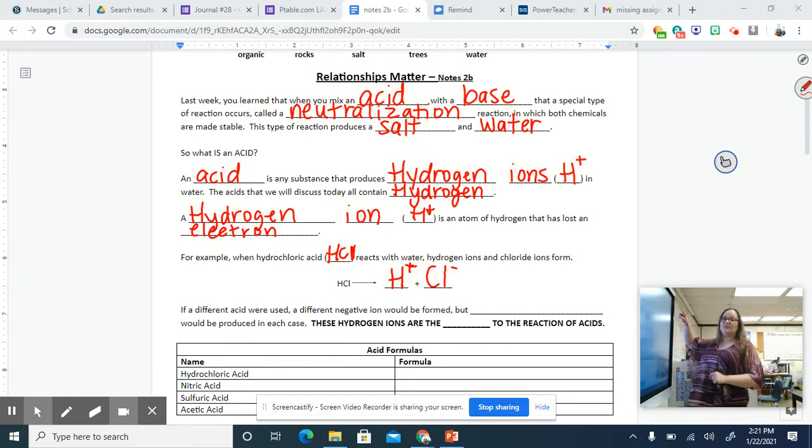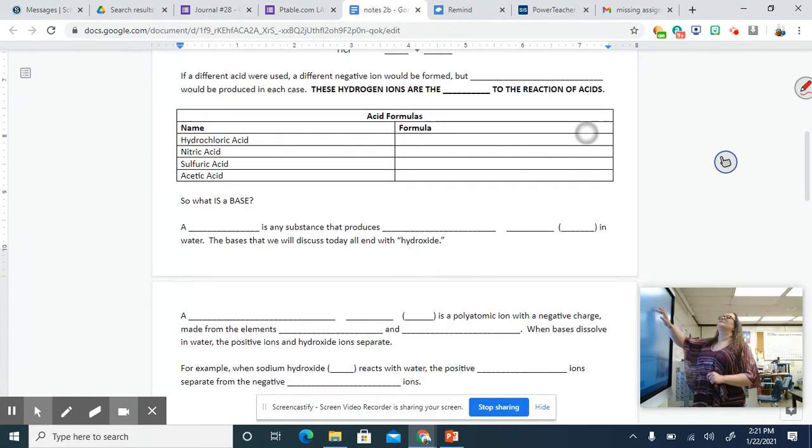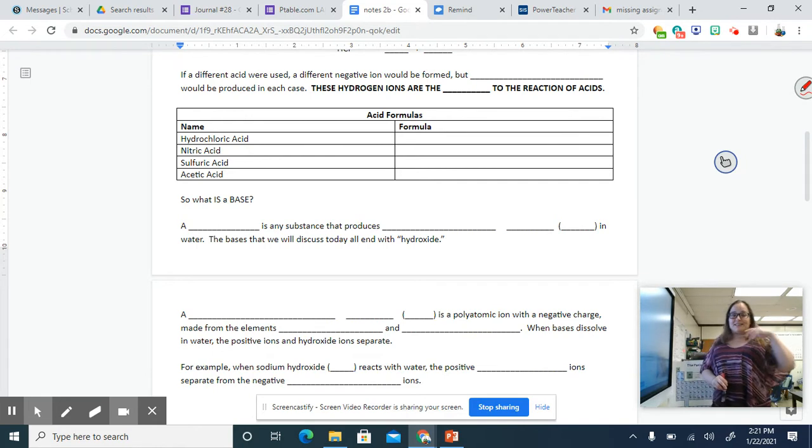All right, hit pause if you need to write stuff down. I'm clearing it. If we were in class, I'd say going once, going twice. Now, if I used a different acid than hydrochloric acid, I would get a different negative ion. I wouldn't have chlorine, I'd have something else because it was a different acid. But it's always going to be hydrogen as the positive ion.